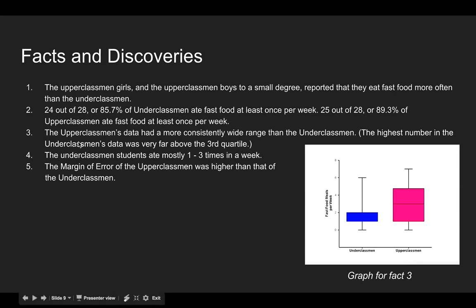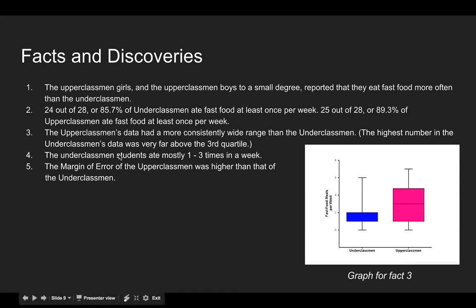For the third fact, the upperclassmen's data had a more consistently wide range than the underclassmen's, which I just talked about. The highest number in the underclassmen's data was very far above the third quartile, which shows that the upperclassmen have more varying eating habits than the underclassmen. The underclassmen tend to stay in the same group of numbers for how many times a week they eat fast food, but the upperclassmen were just all over the place.